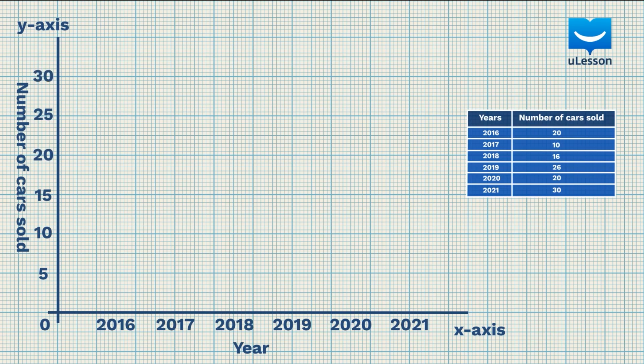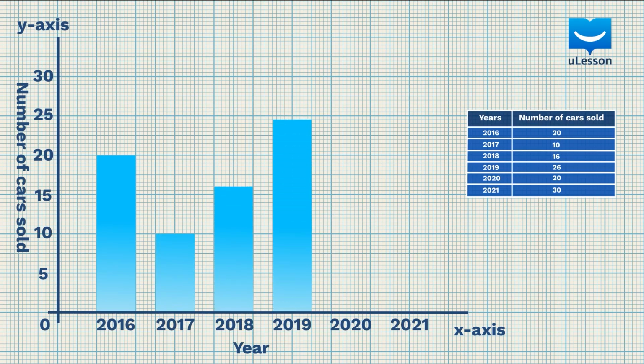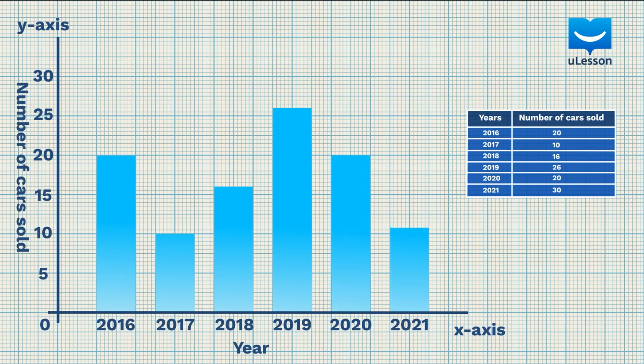For the year 2016, the number of cars sold was 20. For 2017, the number of cars sold was 10. In 2018, 16 cars were sold. In 2019, 26 cars were sold. In 2020, 20 cars were sold. And in 2021, 30 cars were sold.